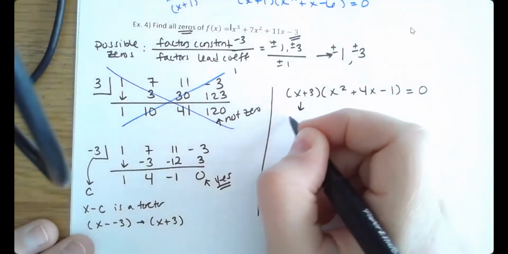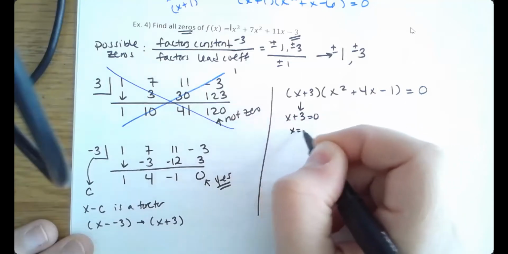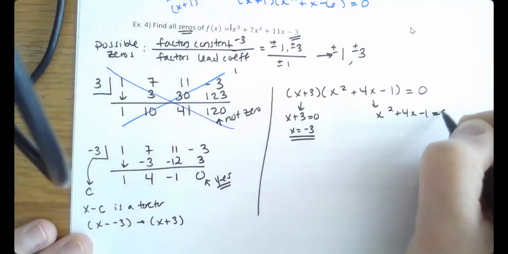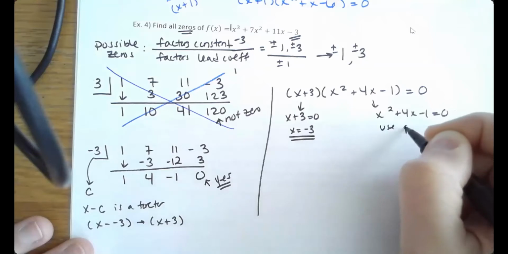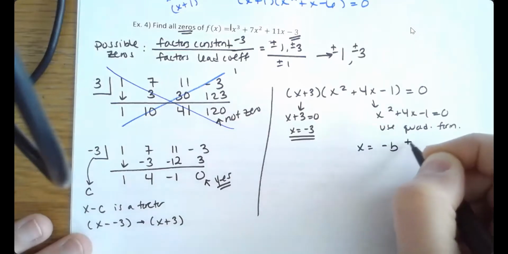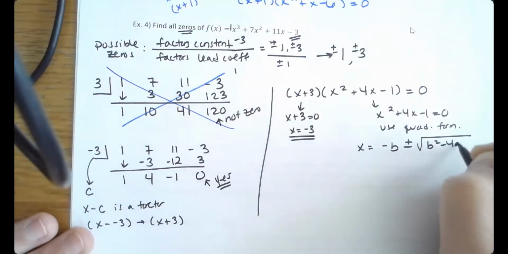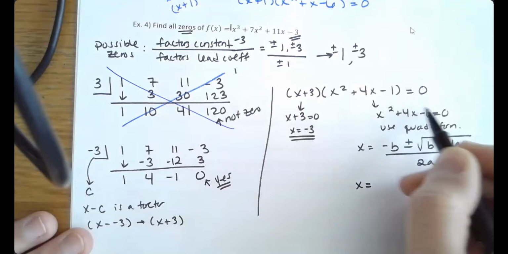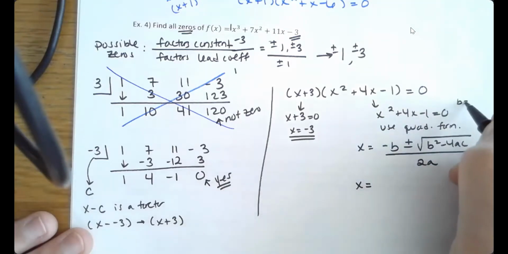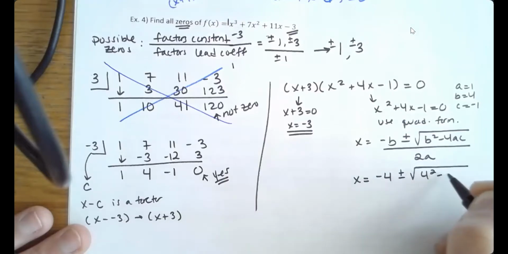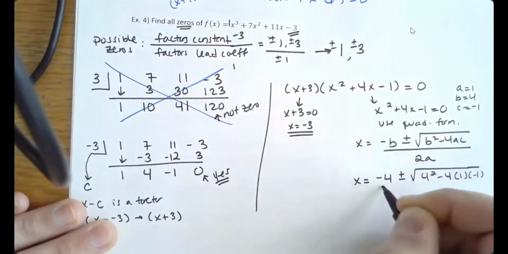So we do have that x plus 3 equals 0. So we know that x equals -3 is one solution. And then I can still set this equal to 0. And even though it doesn't factor, I could use my quadratic formula. So x equals negative b plus or minus the square root of b squared minus 4ac all over 2a. And remember, you're just using it for this part right here. So my b is going to be 4, my a is 1, and my c is negative 1 here. So I'm going to have negative 4 plus or minus the square root of 4 squared minus 4 times 1 times negative 1 all over 2 times 1.